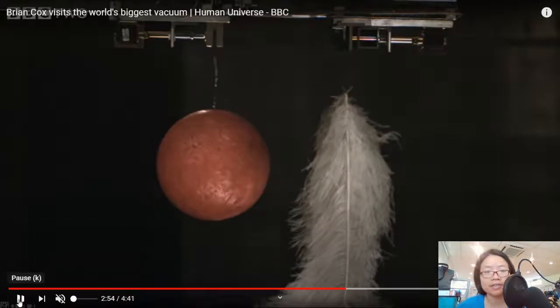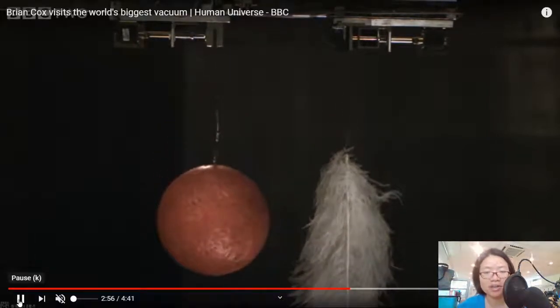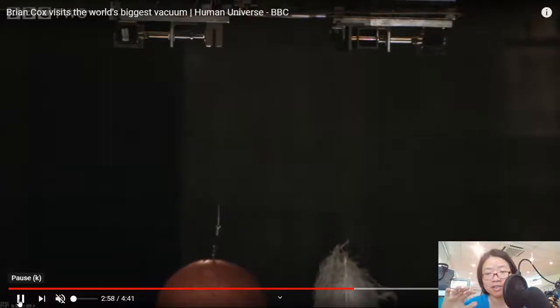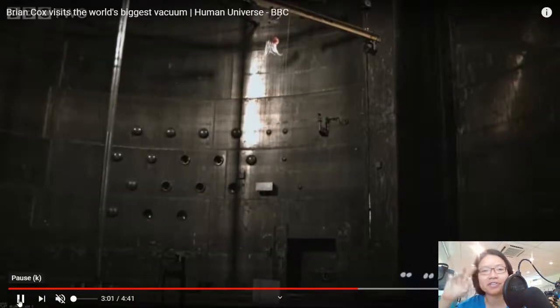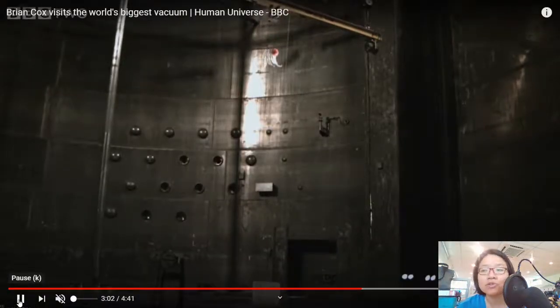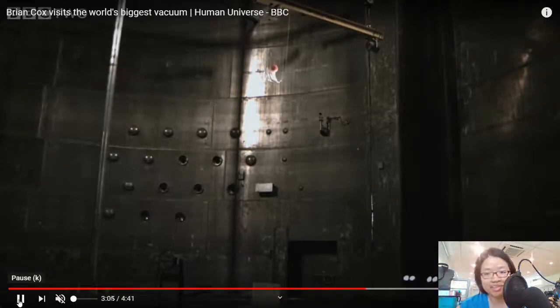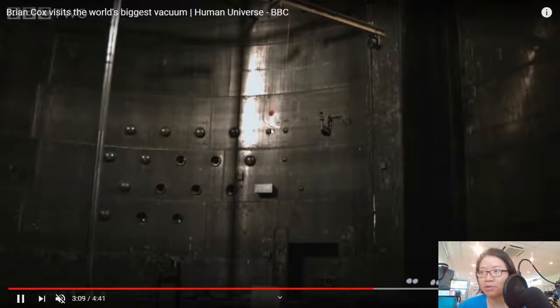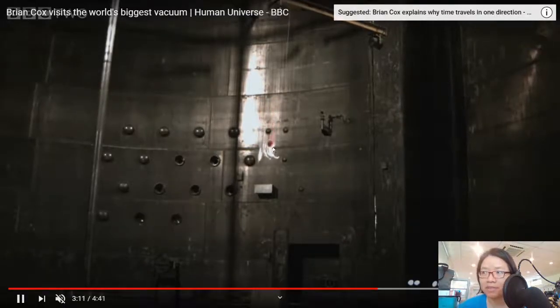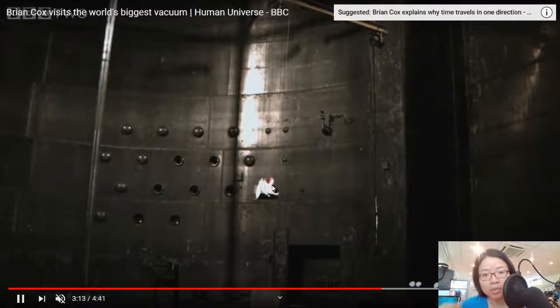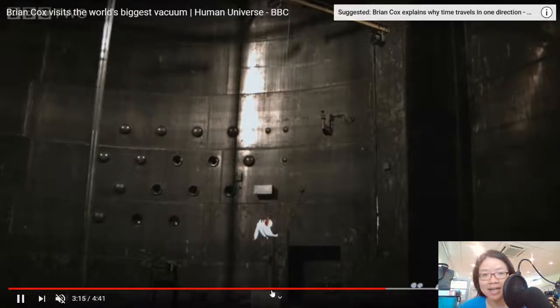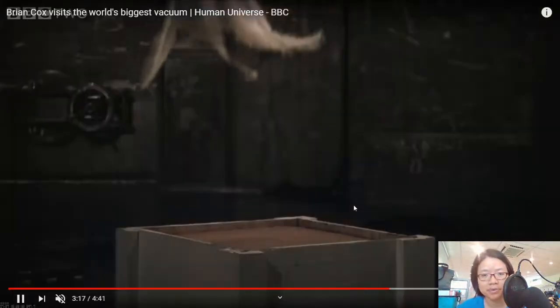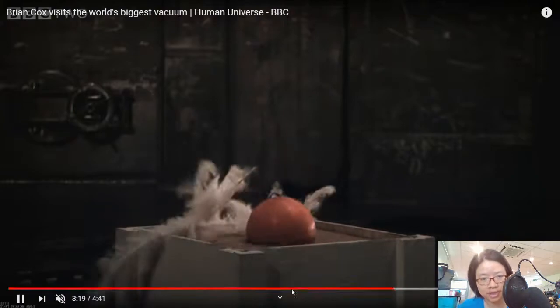So you can see here in the video, I have a bowling ball and a feather falling under the influence of the same gravitational field in a vacuum chamber. If it's in a vacuum chamber, there will be no air resistance. You can see that, number one, they fall faster and faster, but also at the same time, they fall together in step and they will hit the box at the exact same time.